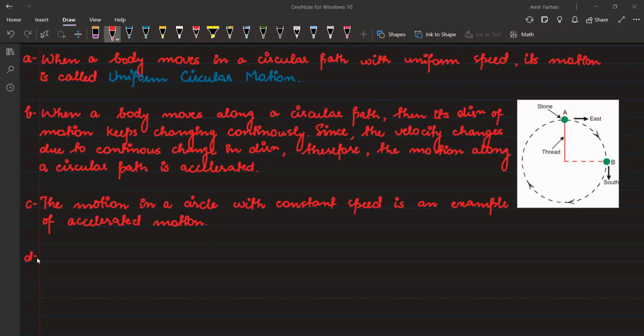Okay, so obviously everyone, to change the direction, there should be some force, yes or no? Obviously, without applying any external force or without the involvement of force, direction cannot be changed, yes or no? Hello? Yes or no? So that is called your centripetal force.